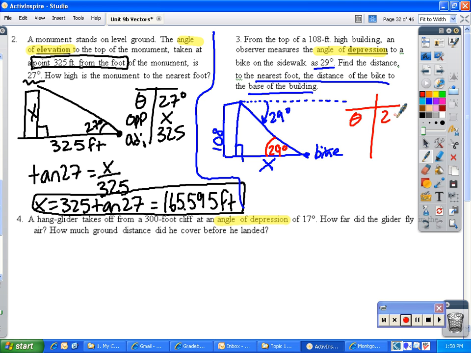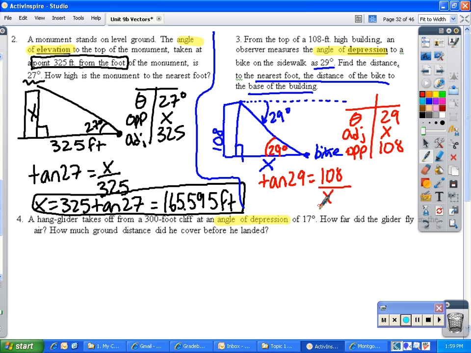My angle is 29 degrees. I have x and 108. X is adjacent to that 29 degrees, and 108 is opposite. So opposite and adjacent, still tan. We're going to write out our equation. The tangent of 29 is equal to opposite, 108, over adjacent, that's x.